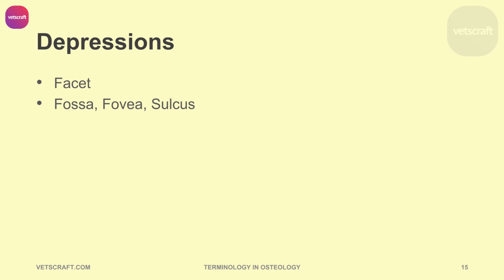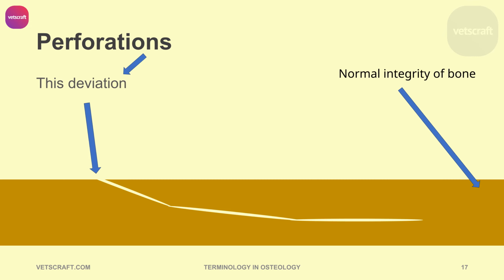The terms fossa, fovea and sulcus denote various forms of depressions. Cleft is a fissure in a bone. The term cleft is also used for tissues, like cleft palate. Cleft palate means the roof of the mouth does not fully close, and this leaves an opening between the nose and mouth.